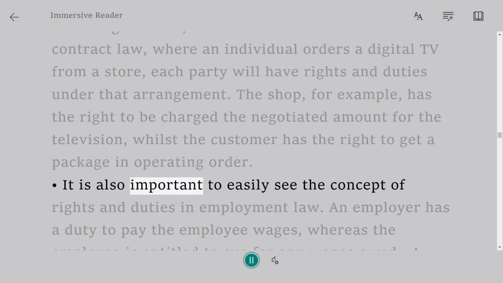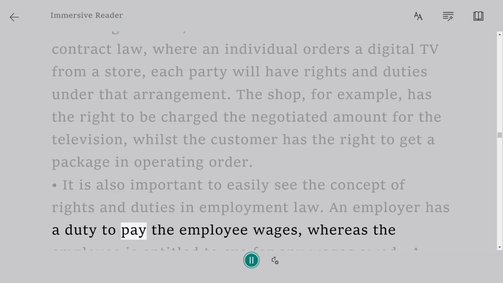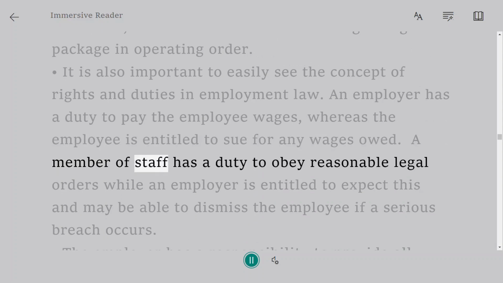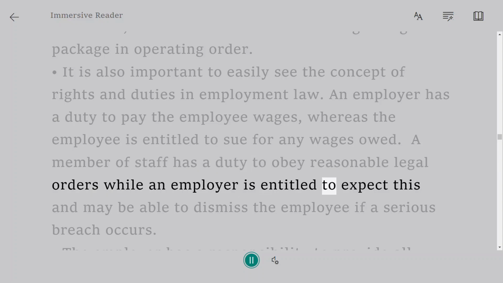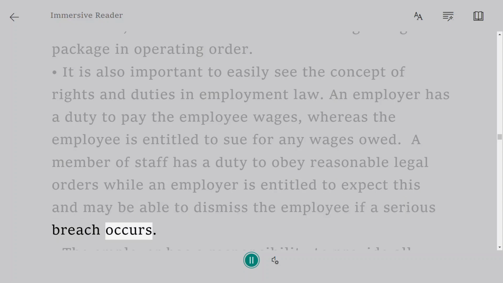It is also important to easily see the concept of rights and duties in employment law. An employer has a duty to pay the employee wages, whereas the employee is entitled to sue for any wages owed. A member of staff has a duty to obey reasonable legal orders, while an employer is entitled to expect this and may be able to dismiss the employee if a serious breach occurs.